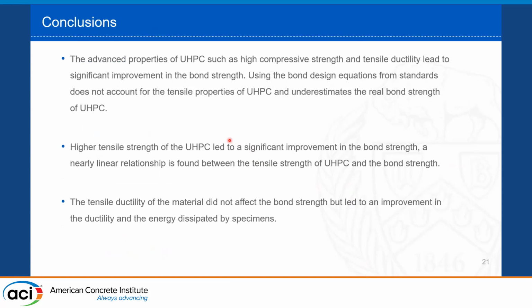So to conclude, the use of UHPC provides superior mechanical properties compared to normal concrete, as we know. These superior properties lead to much better bond strength. The use of the current standard equations underestimates the behavior of UHPC because it usually relates the bond strength just to the compressive strength of the material. So in this study, it was found that the bond capacity is directly related to the tensile strength of the material, not to the compressive strength.